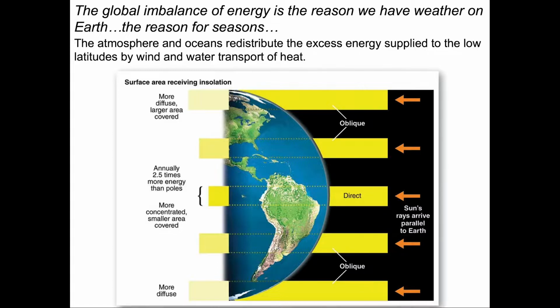In this diagram, what we can see is a cross-section of the Earth. The sun would be located over here. As it's perpendicular to the surface of the Earth above the equator, the most intense radiation is going to be received here at the surface. This is about 2.5 times as much energy as is received at the poles.